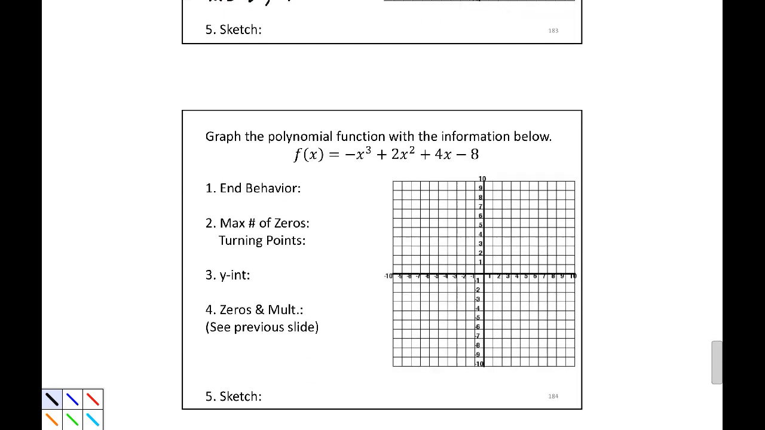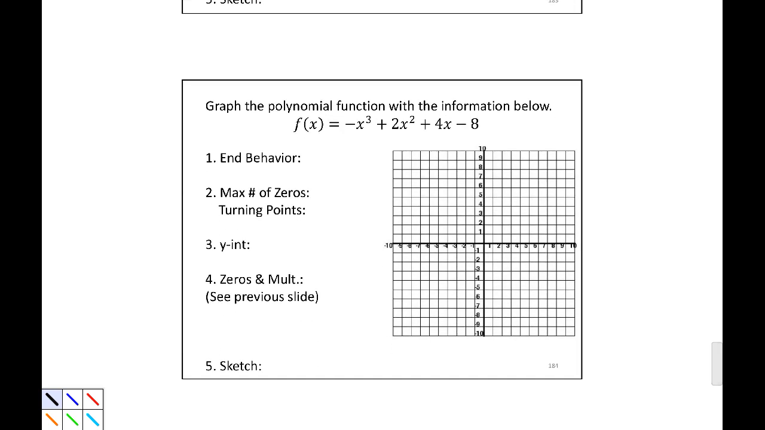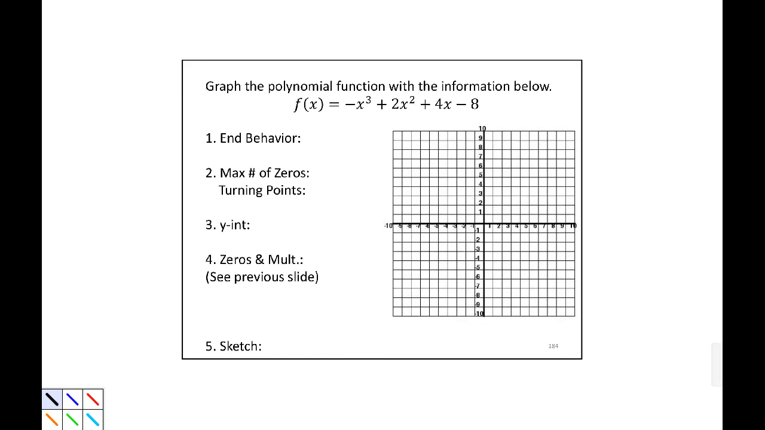Our next example is graph the polynomial function with the information given below. f of x equals negative x cubed plus 2x squared plus 4x minus 8. Now, because this has an odd degree with a negative leading coefficient, just like the last one, this will be rising to the left, falling to the right. And because my degree is 3, I can have at most 3 zeros. Maximum number of zeros is 3, and the maximum number of turning points is 2.